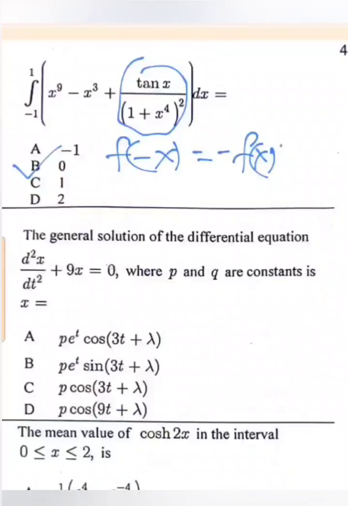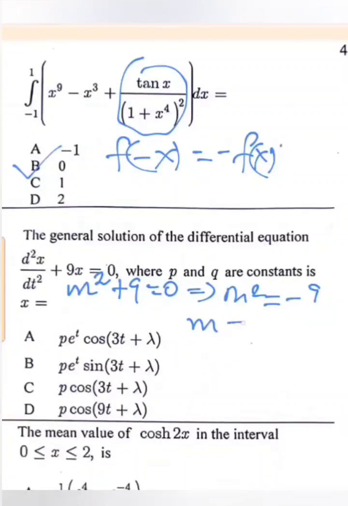In number 22, the general solution of the differential equation d squared x all over dt squared plus 9x equals 0, where p and q are constants, is x equals, and we have these options. This is actually a differential equation that describes simple harmonic motion. The differential equation being homogeneous, we then have to start with the auxiliary equation, which is m squared plus 9 equals 0, implying that m squared equals negative 9, so that m should be equal to plus or minus 3i, which can also be written as 0 plus or minus 3i.